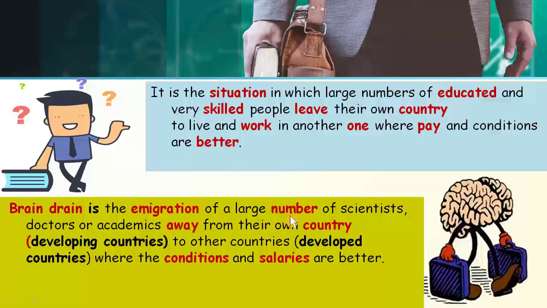Okay, of a large number. Large number, it means many. Of what? If you still remember, we talked about skilled people، ناس اللي عندهم مهارات، or educated people like scientists علماء، doctors أطباء، or academics. It could be teachers. Okay, away from their own country. Of course كيغادروا من الدول اللي هما developing countries، الدول النامية، to other countries، كيمشوا للدول اللي هما developed countries، الدول المتقدمة. Okay, developing countries and developed countries.